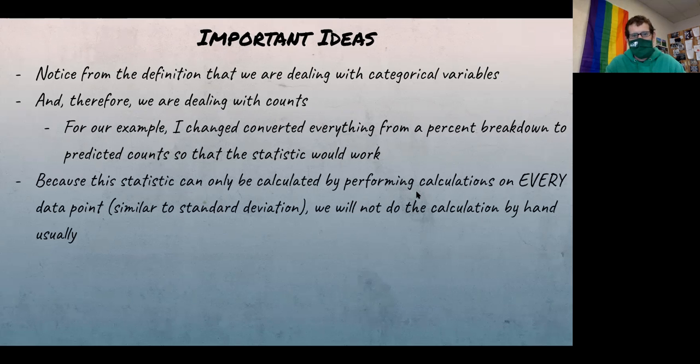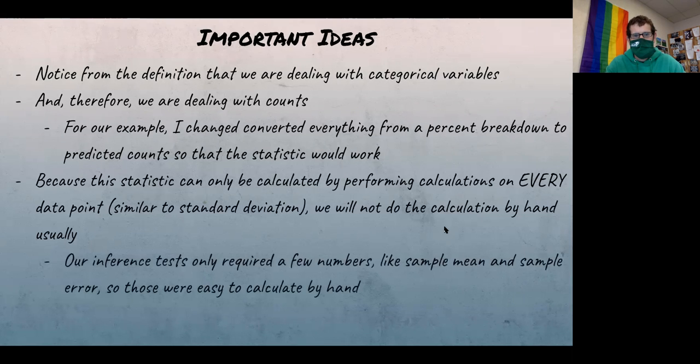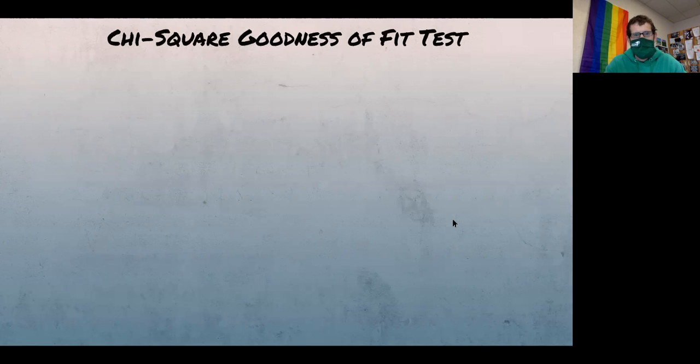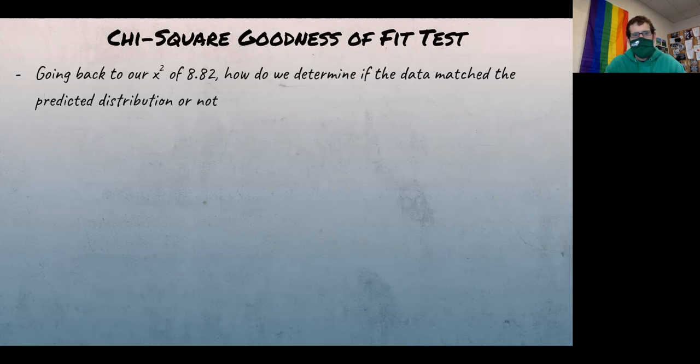And this repeats what I said before. Anytime you see a sigma, that means it's going to be very cumbersome to do that math by hand. So we're not going to do it by hand. Any other inference test we've done before requires only a few inputs, but this requires a lot. So if we're good with all those concepts, now we're going to figure out how we can interpret this chi-square value that we got.